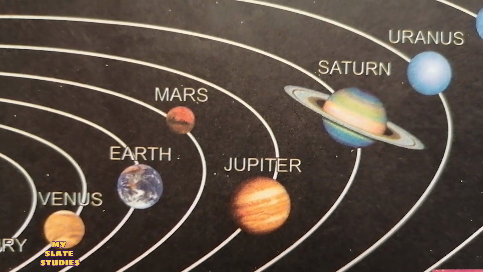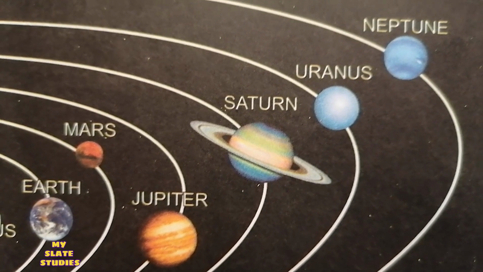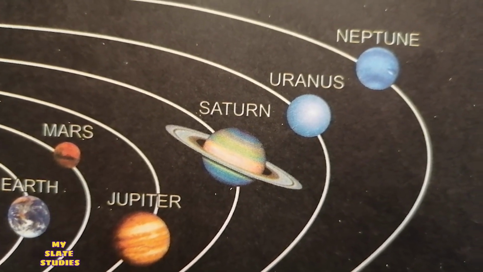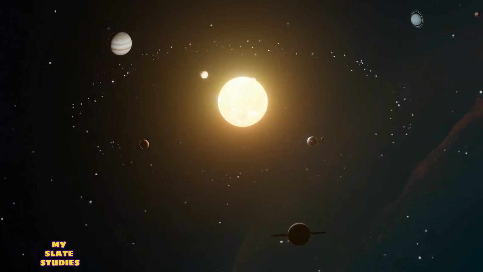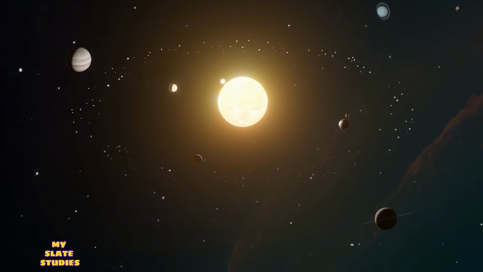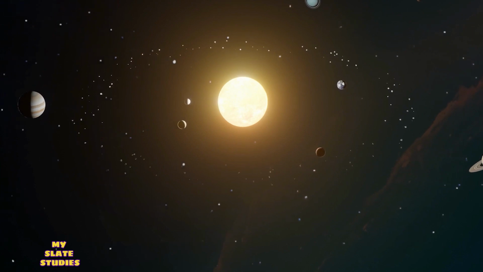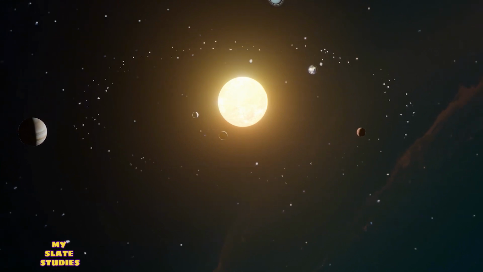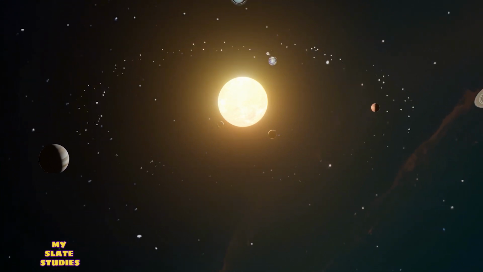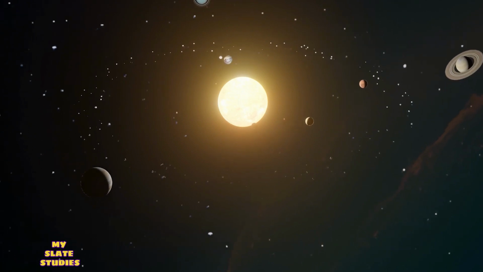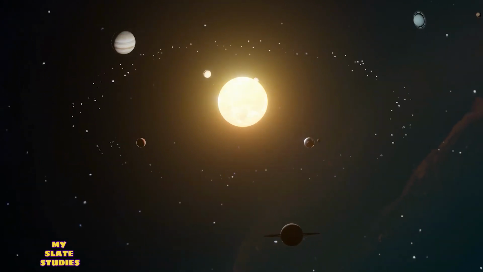Rotation. Most celestial bodies, including planets, rotate on their axes. The time it takes for a planet to complete 1 full rotation is called its day. Revolution. The time it takes for a planet to orbit the Sun once is called its year.